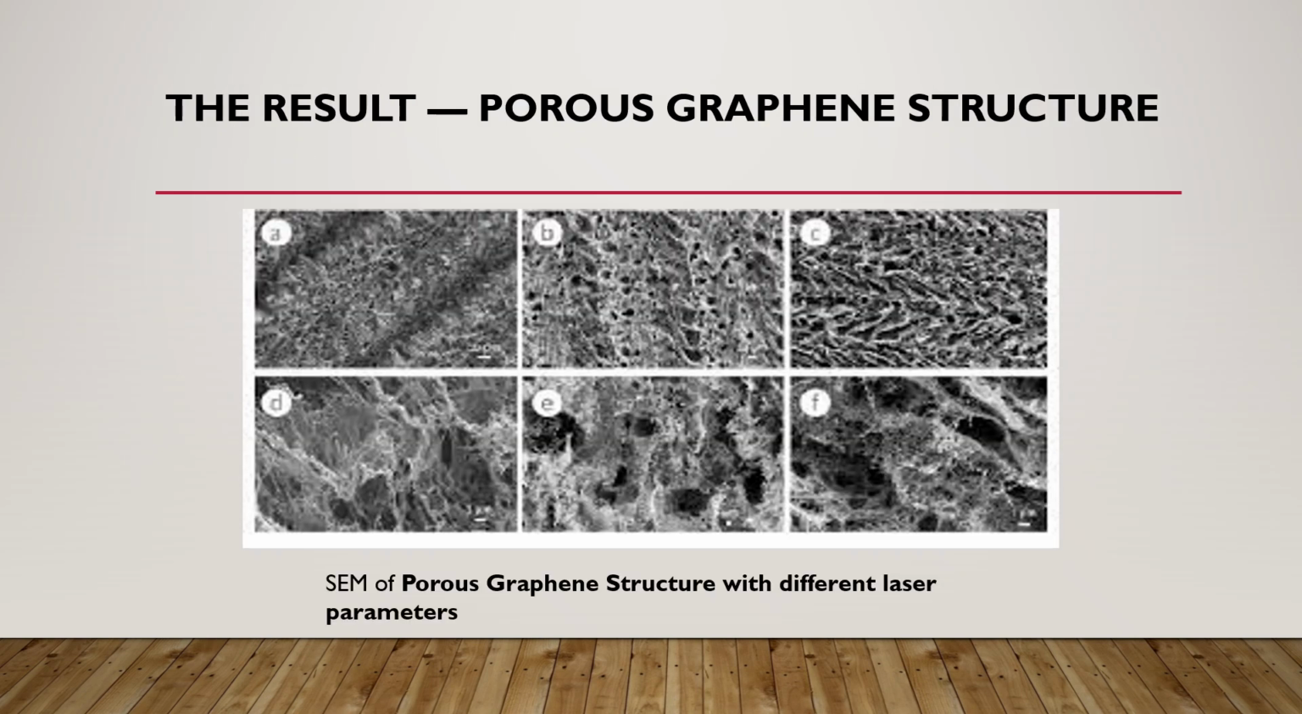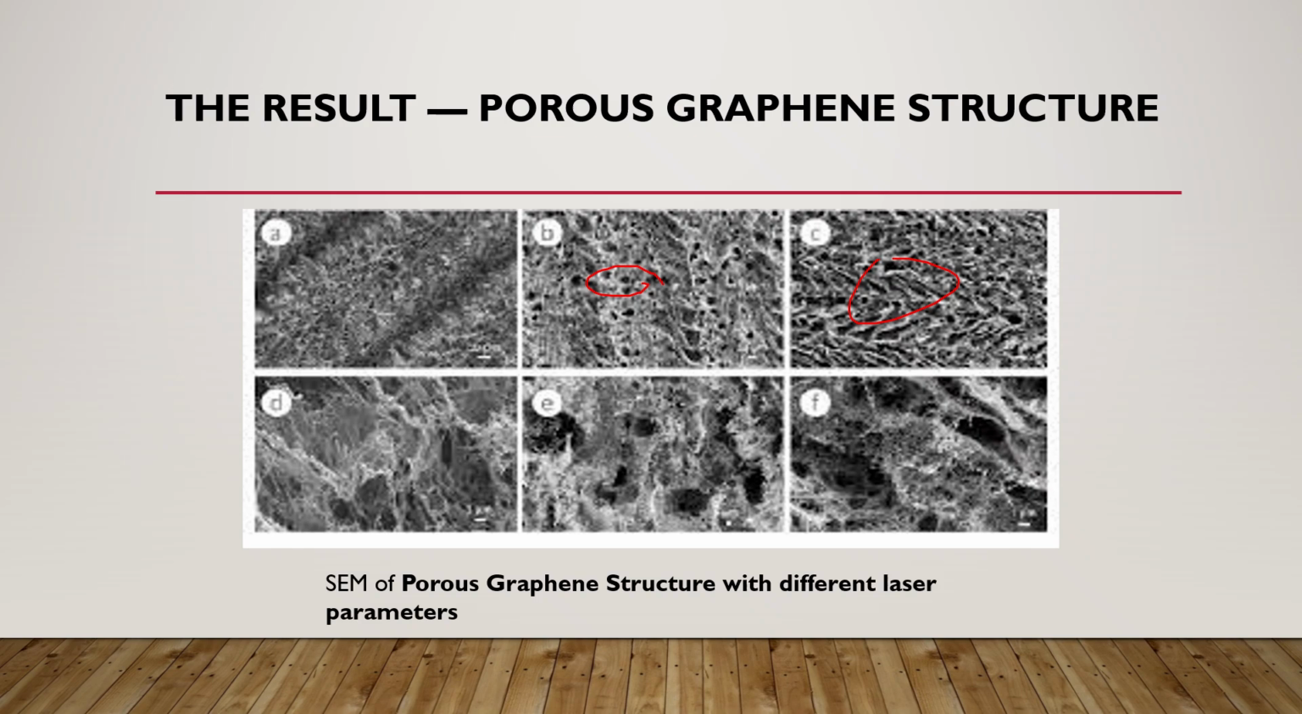Here we can see some SEM images of graphene produced by laser. So what does LIG actually look like? We can see this from the pictures. These are microscopic images called SEM, scanning electron microscope. Look at the pores. There are tiny holes in the graphene structure.